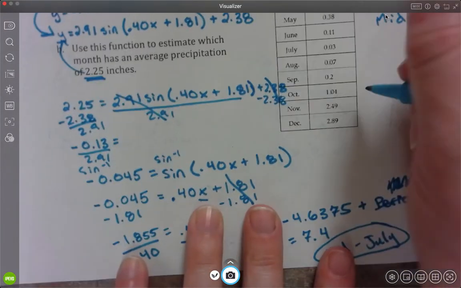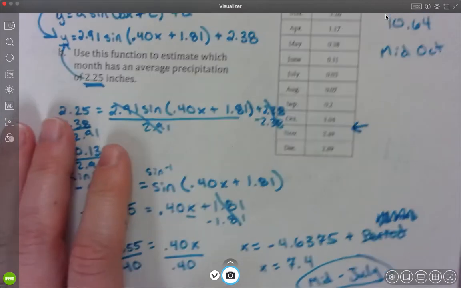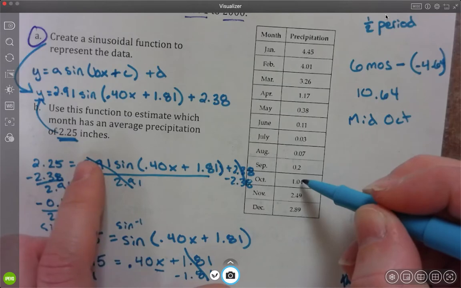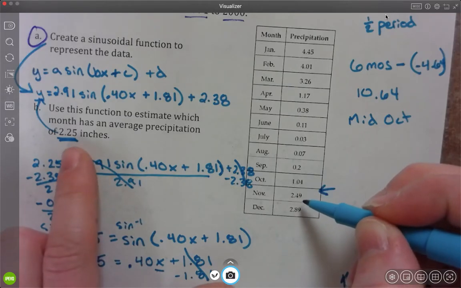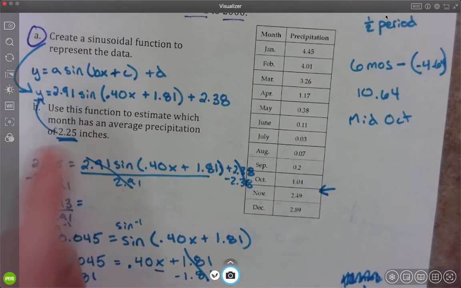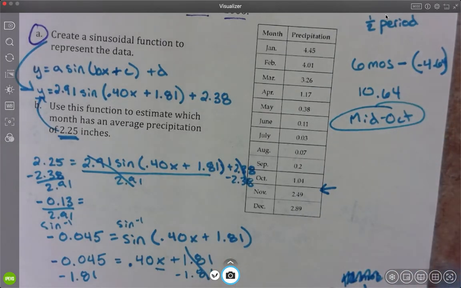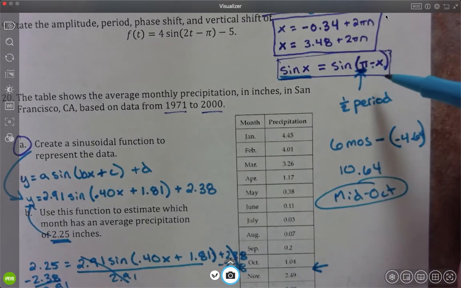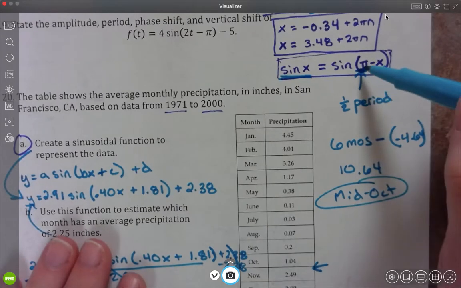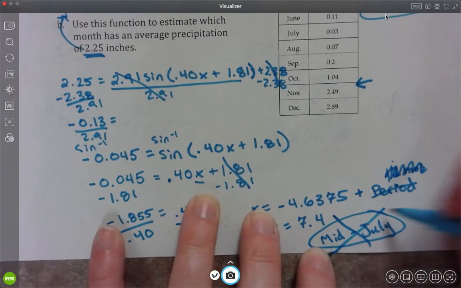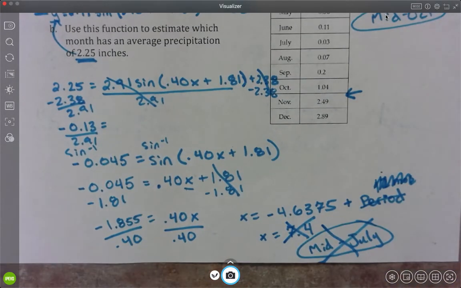Mid-October would be somewhere in between there. The beginning of October was 1.04, November was 2.49, so 2.25 is going to live between those two. So I will agree with that, yes. Don't add 12, you don't add a full period onto that. The rule says that sine of x is the same thing as sine of half of a period minus that value. All right, so there we go, not mid-July, not 7.4. It's actually 10.64. There you go, all right.